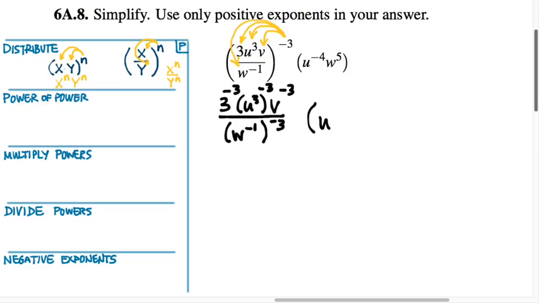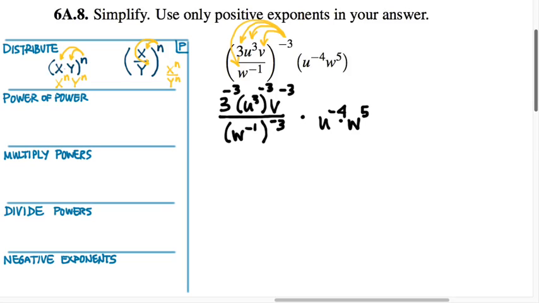And then we have this other factor that we're not doing anything with yet, u to the -4, w to the 5. And in fact, now these parentheses around the u to the -4, w to the 5 aren't really necessary anymore. Because of the associative property of multiplication, we can just write them like this, times u to the -4 times w to the 5th. And so that gets rid of the big set of parentheses by distributing. And now we've taken care of the P in PEMDAS, in a sense.